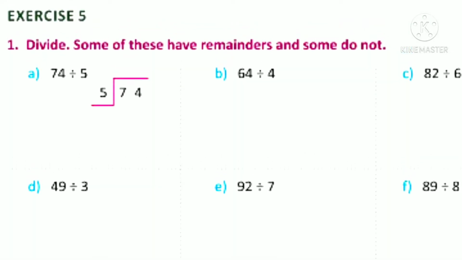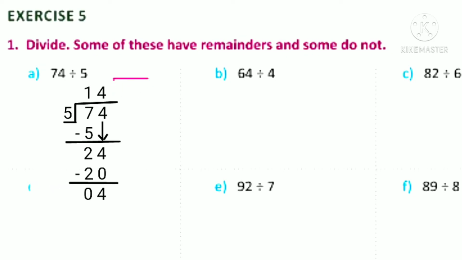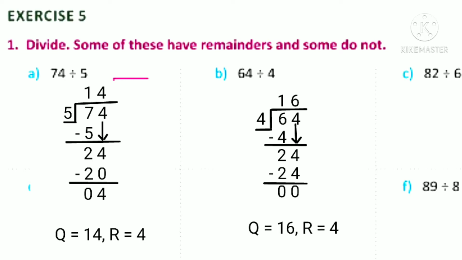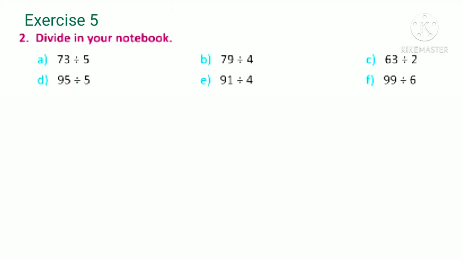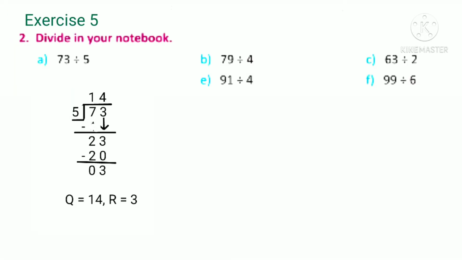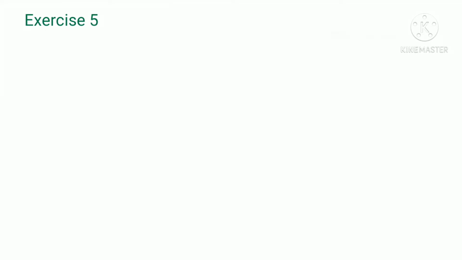Yes, let's continue from exercise 5. First one, 74 by 5. As you can observe, we have quotient as 14, remainder as 4. And the second one, 64 by 4. Yes, here also we can divide from the procedure. Similarly, you can solve 73 divided by 5. You'll get a remainder 3 and a quotient as 14, right?